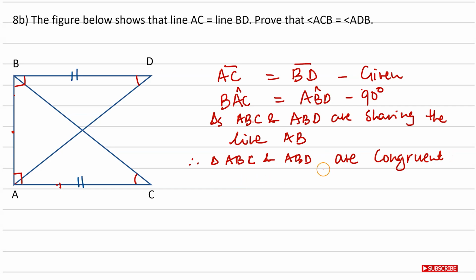So therefore, and what's the reason for this? Why are they congruent? Well, we have side, angle, side, and that's the reason. And therefore these two angles must be equal. Therefore, angle ACB must be equal to angle ADB. And that is done. So what you need to do is prove for congruency in this case.